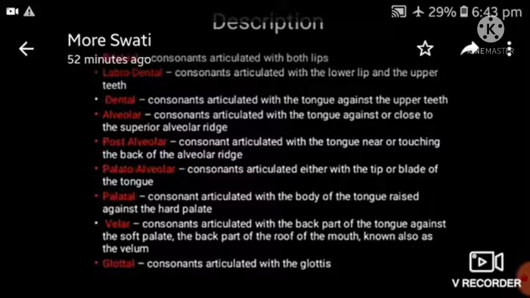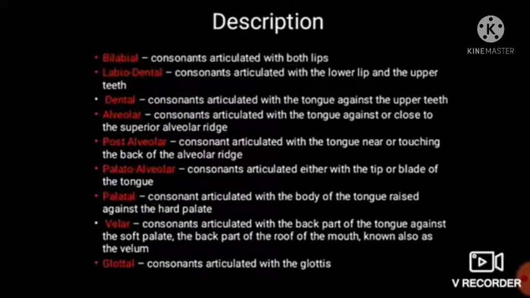Then velar. Consonants articulated with the back part of the tongue against the soft palate, the back part of the roof of the mouth, known also as the velum. For example, k for cat, g for game, ng, that is ring, sing. Then w for wet, what. These are the velars.